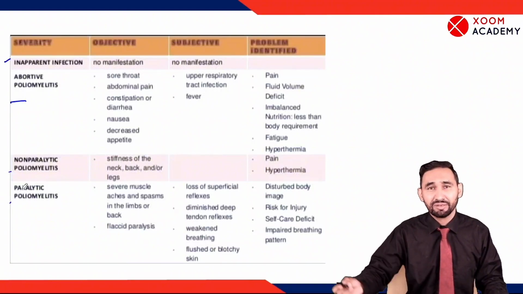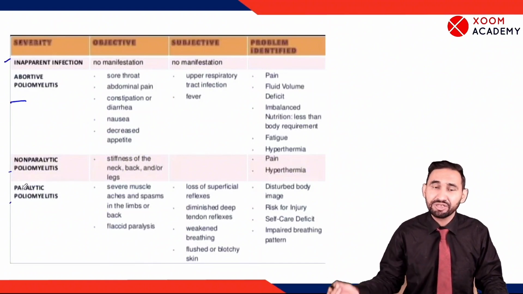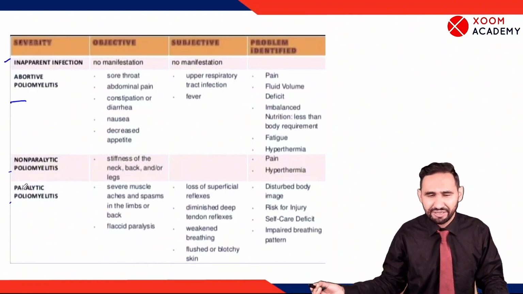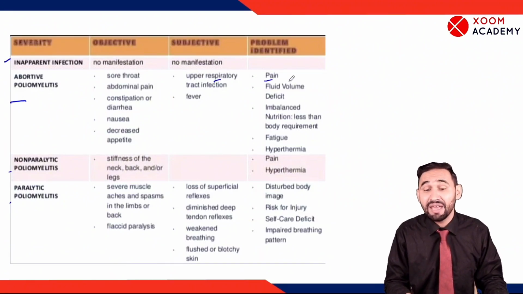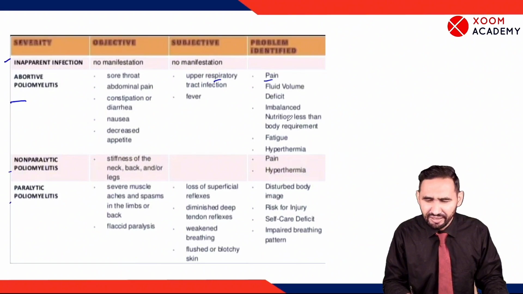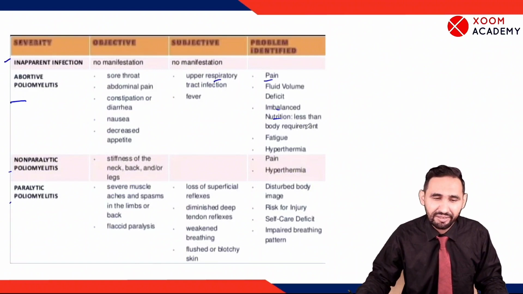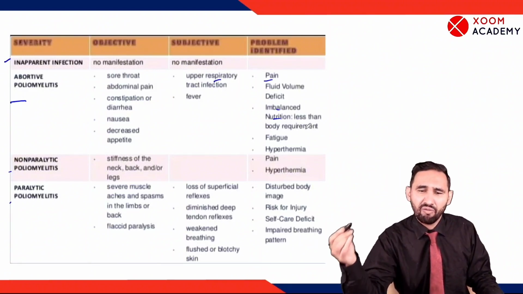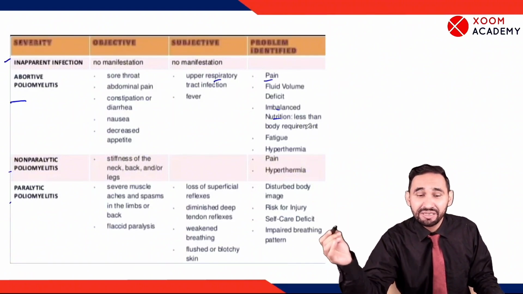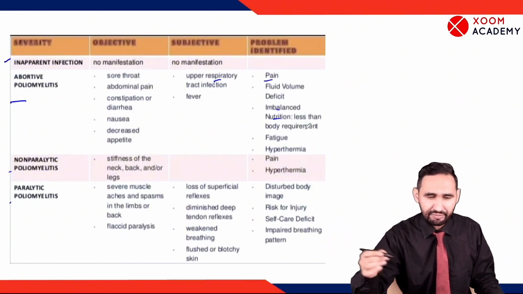In abortive polio, there is sore throat, abdominal pain, there may be constipation, nausea, and loss of appetite. It spreads to the upper respiratory tract. There may be pain and imbalanced nutrition. There may be fatigue. So abortive polio is characterized by sore throat, abdominal pain, nausea, vomiting, and fatigue. You have to remember this, and it spreads to the upper respiratory tract, or by droplet infection.